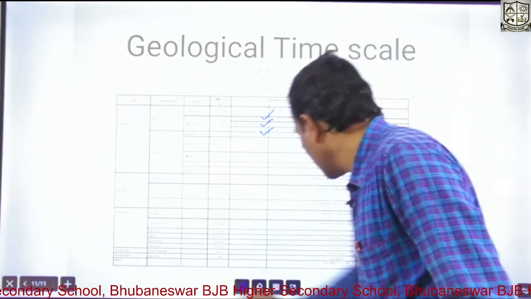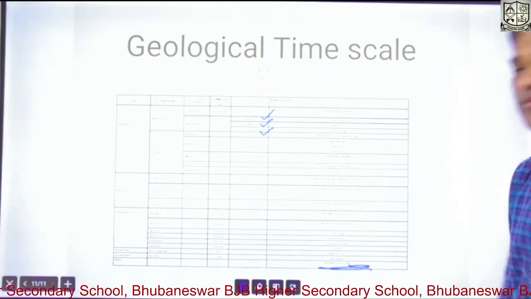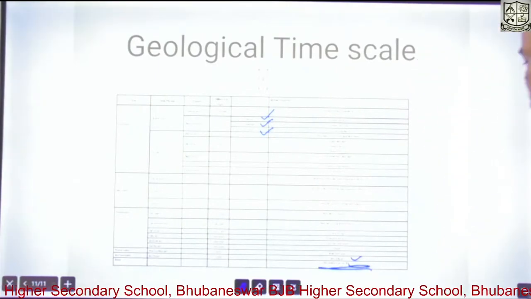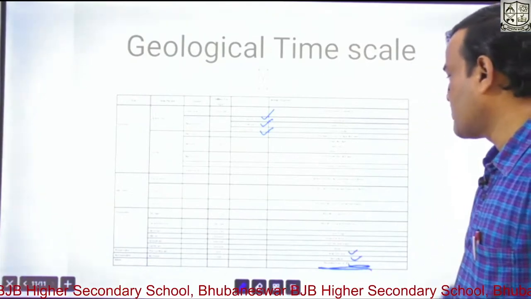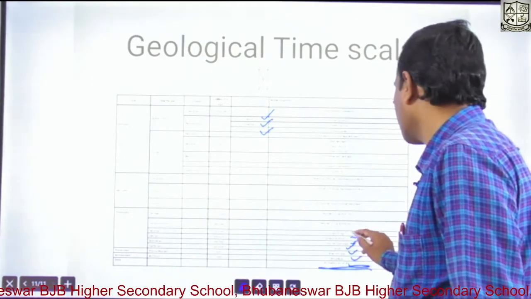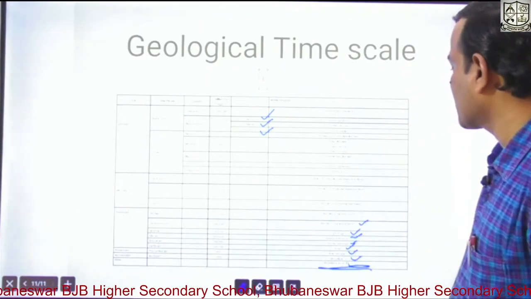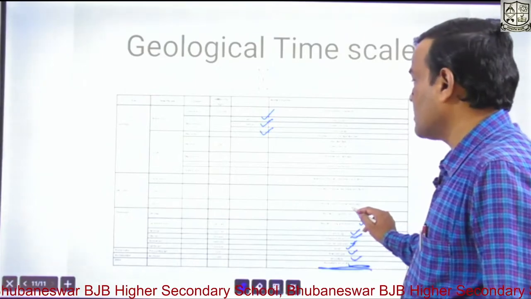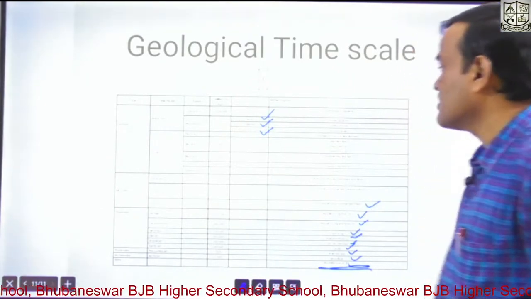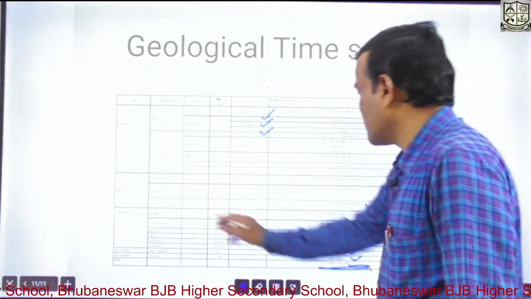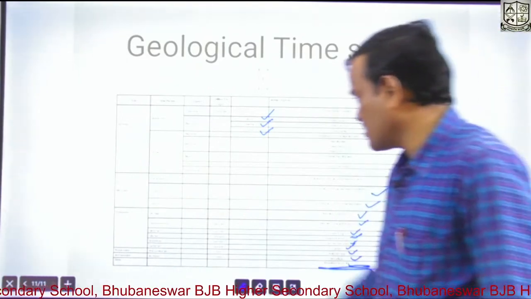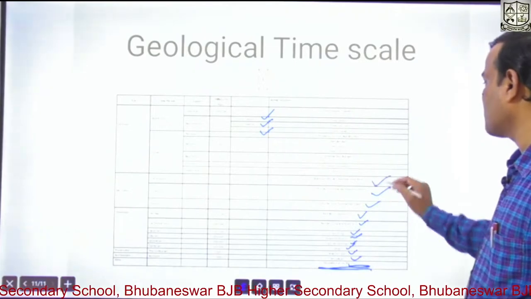So, starting from the Azoic, there is no evidence of life. During the Archaeozoic, only unicellular animals were found. During the Proterozoic, invertebrates were found. Then the pre-Cambrian stage, snails, then fish and vertebrates, then small insects, fish, frogs, reptiles. During the Mesozoic era, fish, reptiles, and primitive mammals originated. Then during the Triassic and Jurassic, fish, reptiles, primitive mammals, and birds also originated. Then during the Cretaceous, developed reptiles, mammals, and birds.